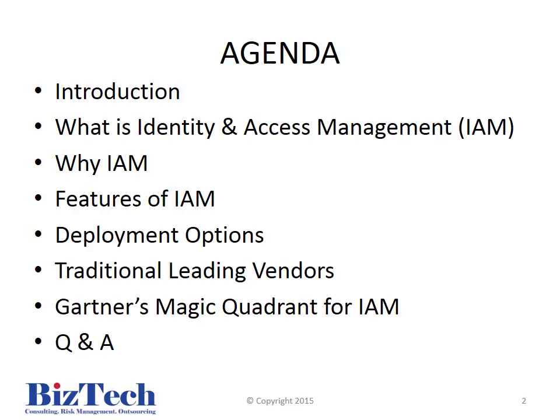Here's our agenda. We're going to go with an introduction. We're going to talk about what identity and access management, or IAM, is and why we need it, and the features of IAM, the typical features, and what deployment options are there currently, and then also the traditional leading vendors. I'm going to show some of the Gartner's Magic Quadrants for IAM, as well as we have some time for Q&A.